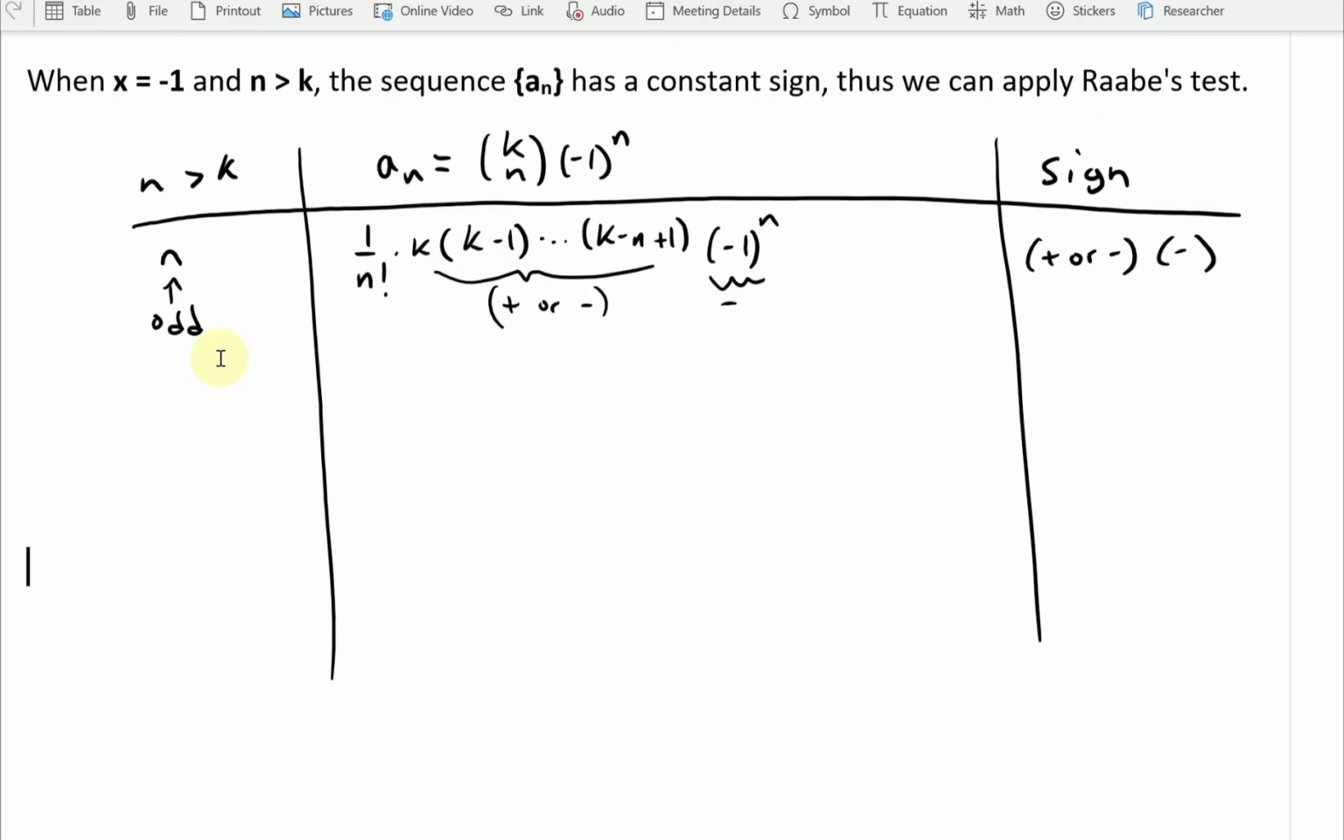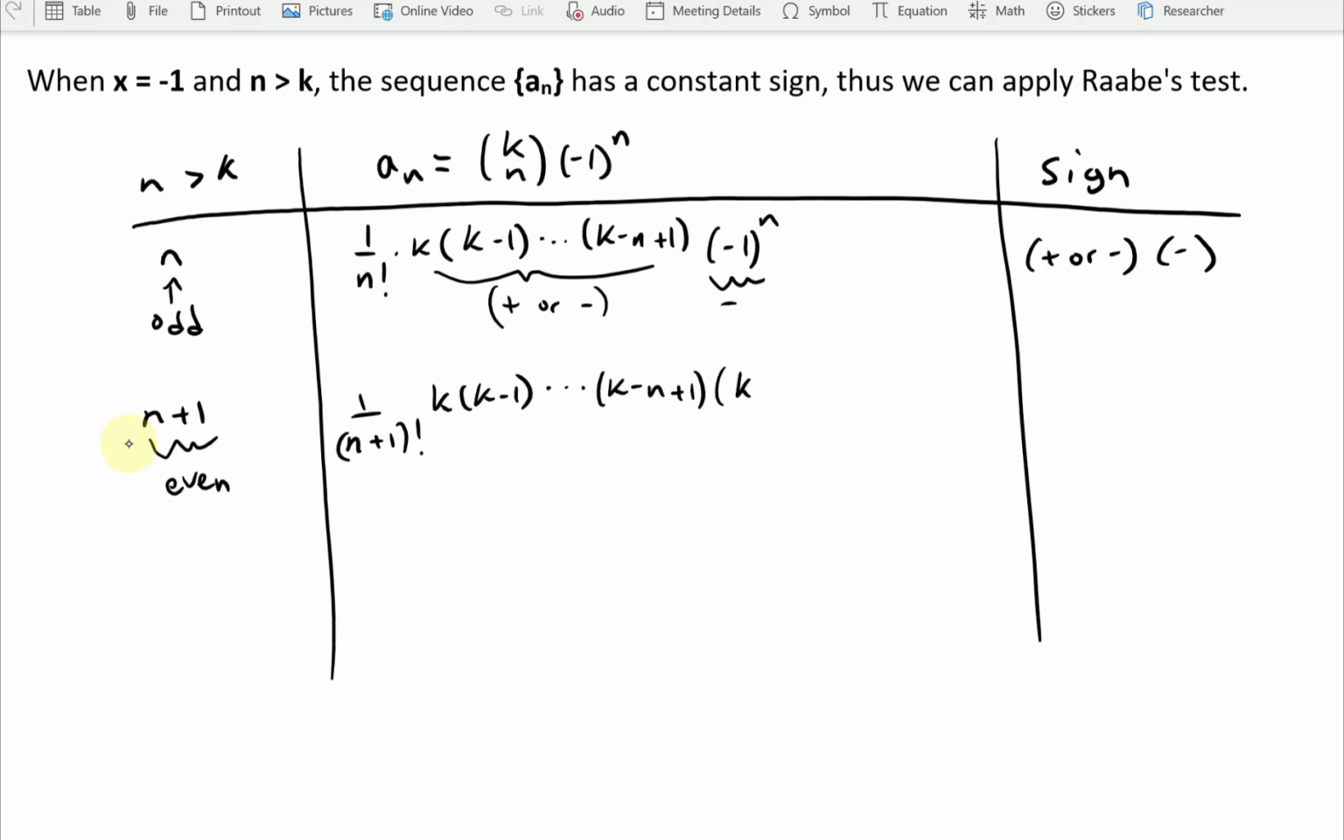The next term after that is going to be n plus 1. This is going to be even, because an odd plus 1 is even. Then our formula is going to be 1 divided by (n plus 1) factorial, then we have our k, k minus 1, etc., all the way to dot dot dot, and then we get this one right here, k minus n plus 1, and then we go one more of that, so k minus n plus 1 minus 1.